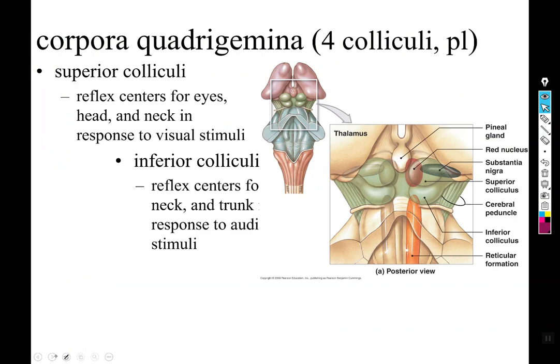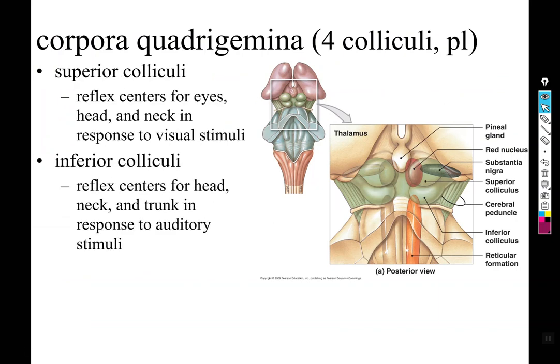Recall that these are reflex centers that coordinate reflexes that allow us to respond quickly to auditory or visual stimuli. So these reflexes are unconscious. Some examples of them include whipping your head around when you hear a noise behind you, or the startle response when there's an unexpected sound.